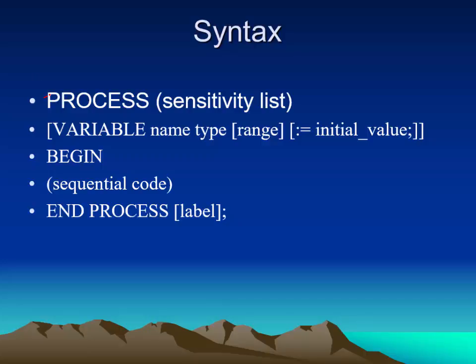It has some variables. We can have variables within our process. Those variables are only seen within the process. They're not seen outside the circuit. We can't print them out. We can't look at them. They're just internal variables that we can use internally. They can have a range. They can be vectors. They can be single bits. They can be strings. And then we have sequential code. And then we have the end of the process, which may or may not contain the label.